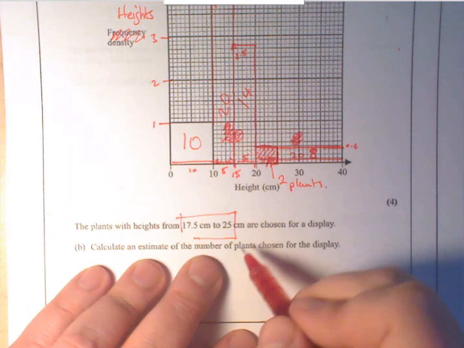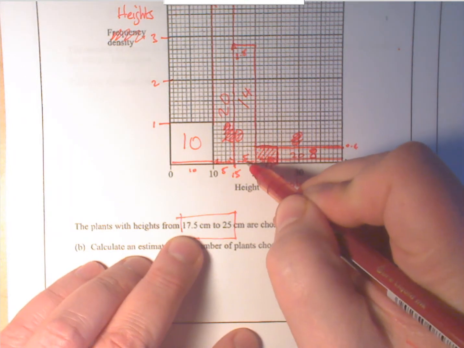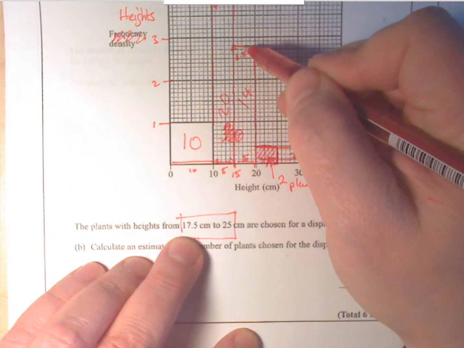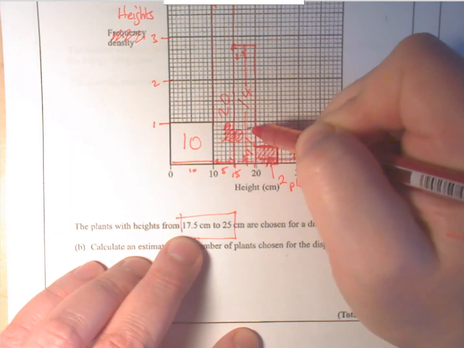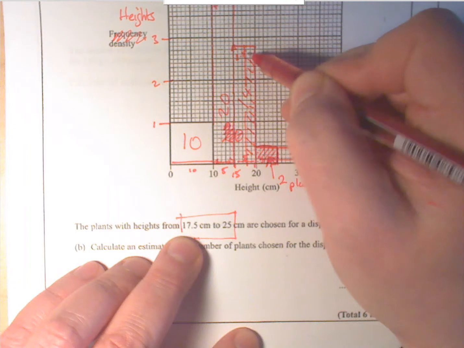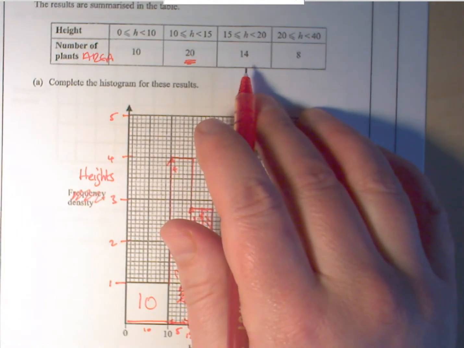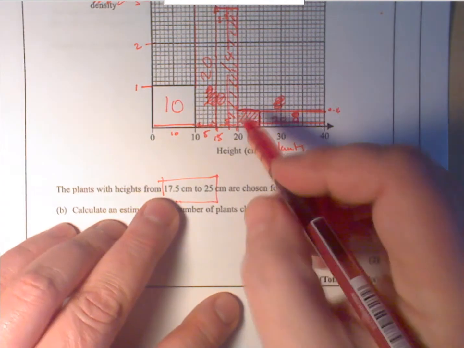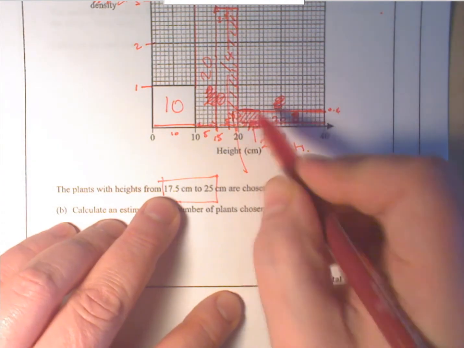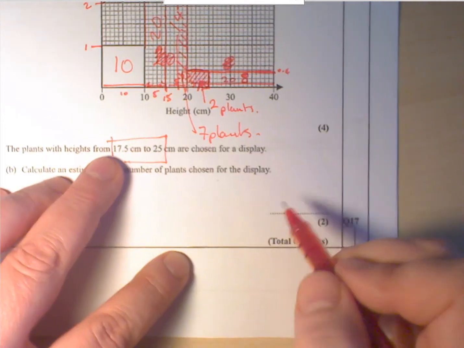This is more tricky because 17.5 is halfway along here, and you can see that this is going to be half of the 14 plants that are represented in that region. So you want half of that 14, so that's going to be 7 plants. And so my final answer is 9 plants.